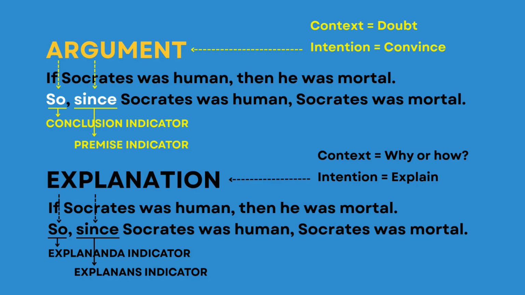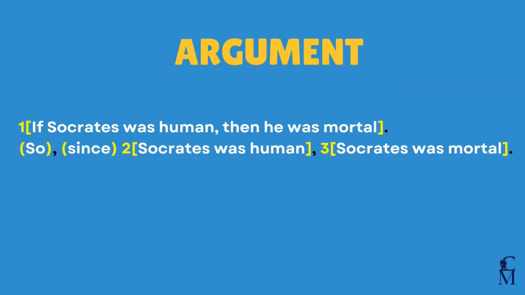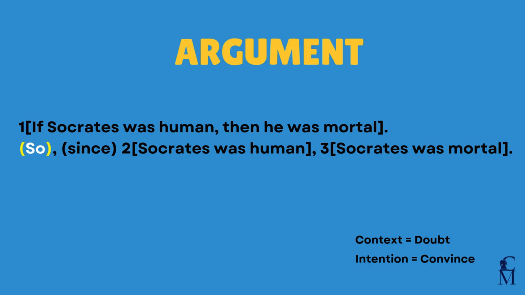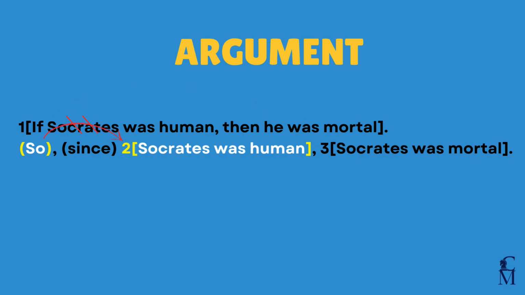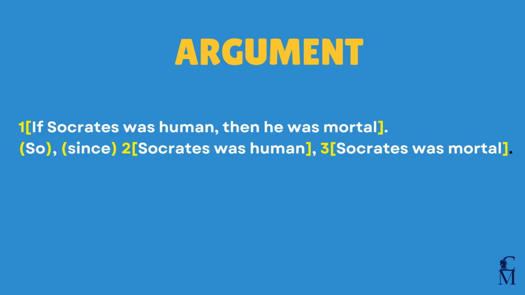Now, before we move on, you might have wondered why the word so indicates something about statement 3, Socrates was mortal, rather than indicating something about statement 2, Socrates was human, especially since it seems that statement 2 is the statement that follows the indicator word so. When trying to figure out which statement a premise or conclusion indicator is telling us about, you need to also make sure to pay attention to the grammatical structure of the sentence.